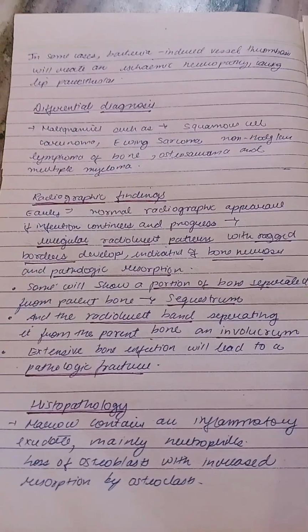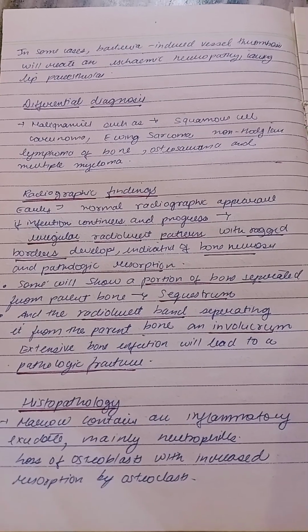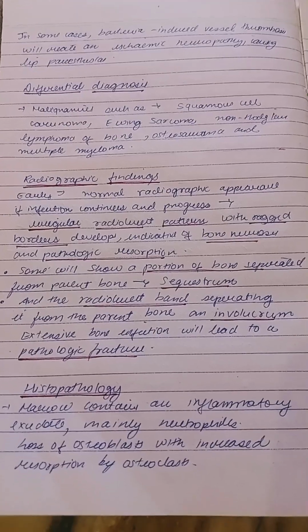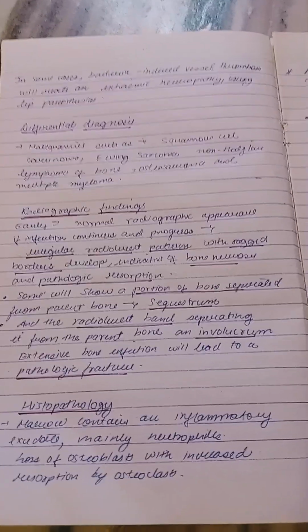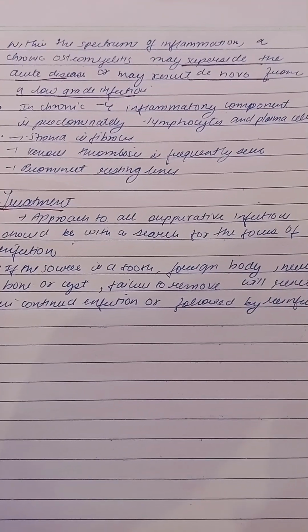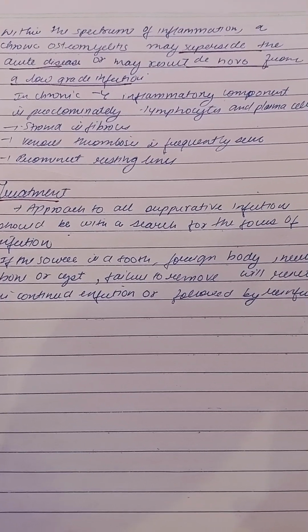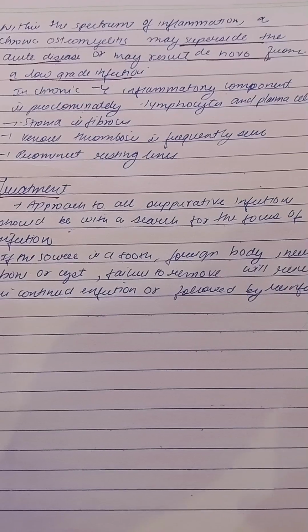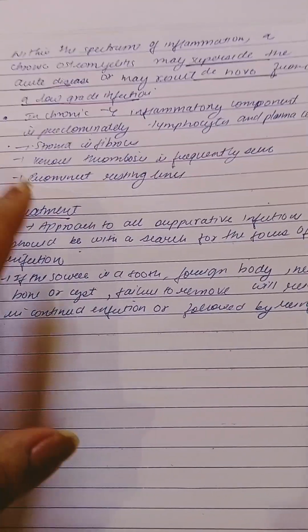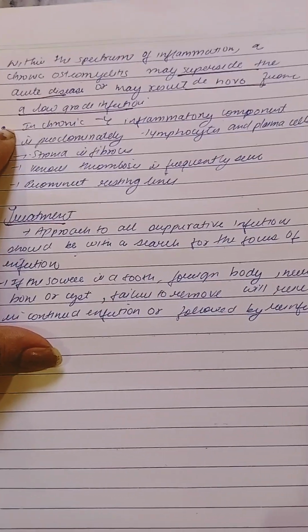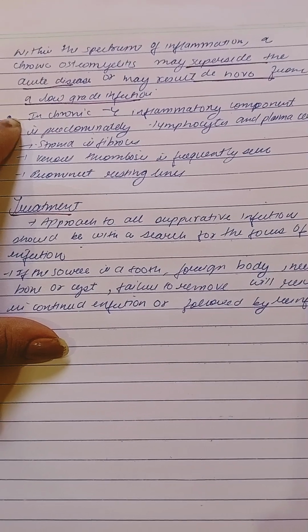Coming to histopathology, marrow contains an inflammatory exudate, mainly neutrophils, with loss of osteoblasts and increased resorption by osteoclasts. Neutrophils are the predominant cell in suppurative osteomyelitis. Now, within the spectrum of inflammation, a chronic osteomyelitis may supersede the acute disease or may result de novo from a low-grade infection. या तो acute disease से chronic osteomyelitis हो सकता है या it can appear de novo from a low-grade infection.